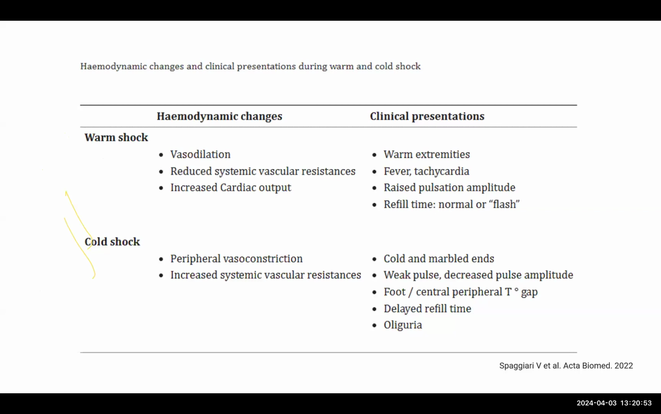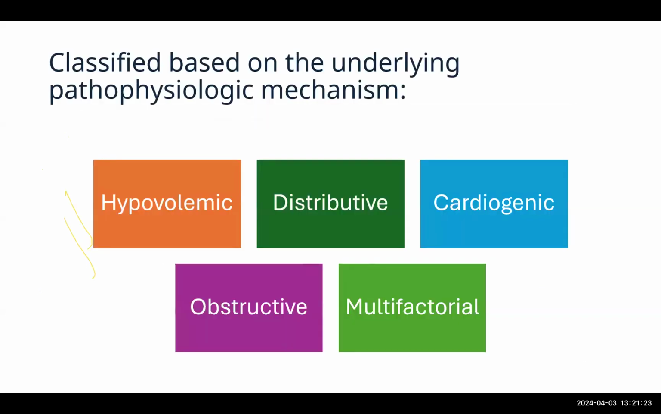In the classical teaching, we always talk about warm shock and cold shock. Warm shock essentially has a reduced systemic vascular resistance, increased cardiac output, and vasodilatation. The baby looks really well perfused, tachycardic. Cold shock has peripheral vasoconstriction to maintain the blood pressure, increased systemic vascular resistance, cold and marbled extremities, mottling, delayed capillary refill, oliguria. So these are the classical descriptions, but life is not that simple.